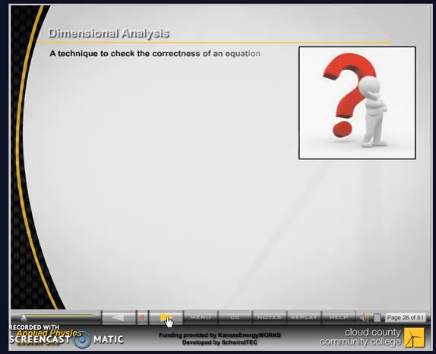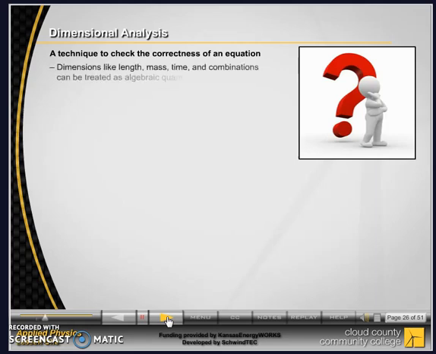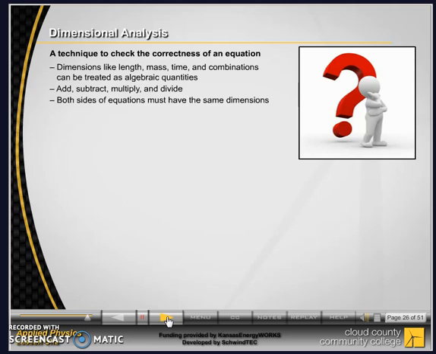Here is a great technique to check the correctness of an equation. It is called dimensional analysis. Dimensions like length, mass, time, and combinations can be treated as algebraic quantities. We can add, subtract, multiply, and divide. However, both sides of equations must have the same dimensions.